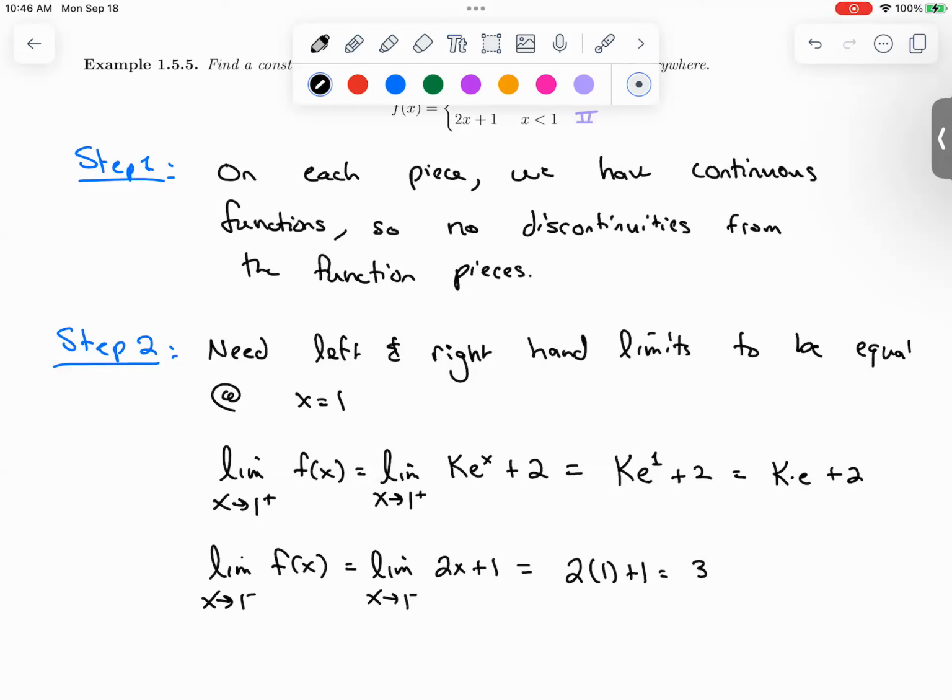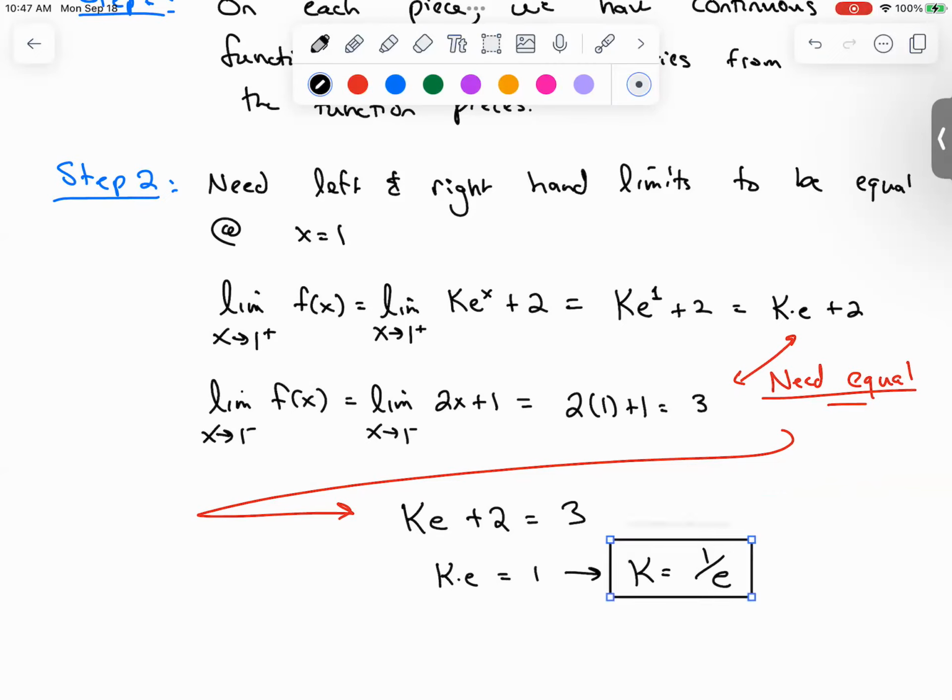E is just a number. So we can divide by e. E is just a number. So we could say, like, I heard someone say, we can do that.